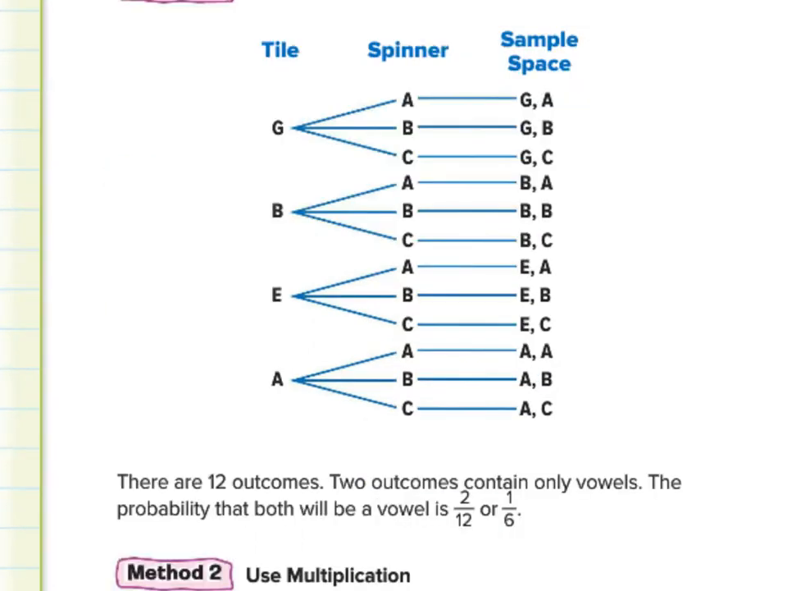Now the question was, what is the probability of getting only vowels, right? So we look here, which ones have only vowels, and we see EA and AA. So there are 12 outcomes, correct? 2 outcomes contain only vowels. The probability that both will be a vowel is 2 out of 12, or 1/6 when simplified.